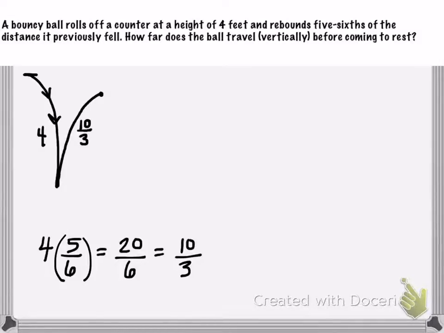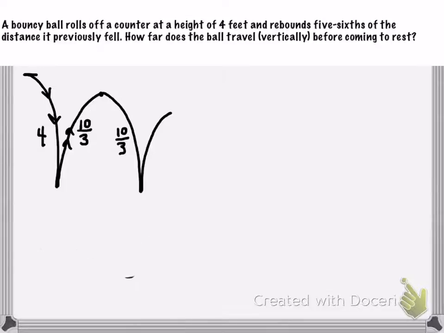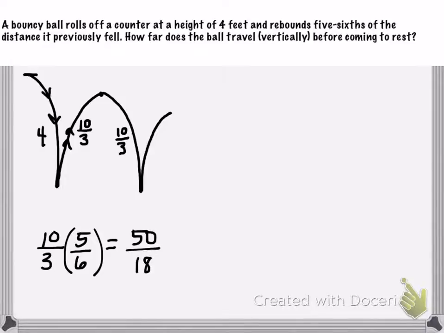So it goes up and bounces up now. It looks like 10/3. And then it falls again. So if it bounced up 10/3, then it's going to fall that same distance, 10/3. But when it bounces once again, it doesn't go back up the total height from before, but rather only 5/6. So we have to do this again. 10/3, what's 5/6 of 10/3? So that looks like 50 over 18.